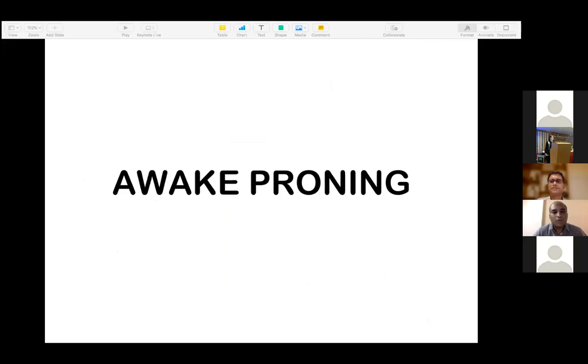Now, what are the modalities by which we can improve oxygenation? When we talk about oxygenation, one is oxygen delivery and another is improving oxygen delivery at the tissue level. Now, one of the very important components is awake proning. Dr. Sushmita has covered it to some extent. I would just like to add one or two issues.